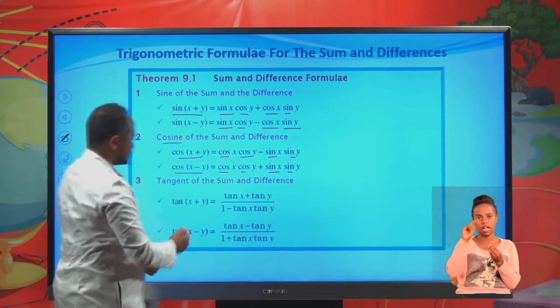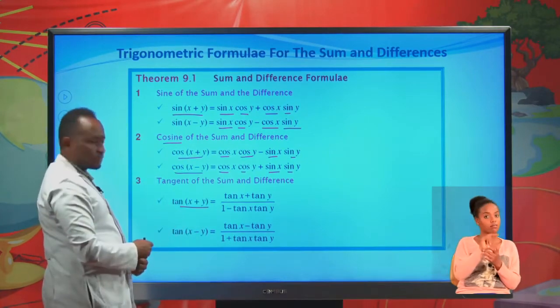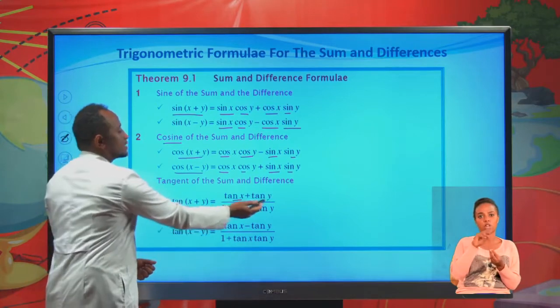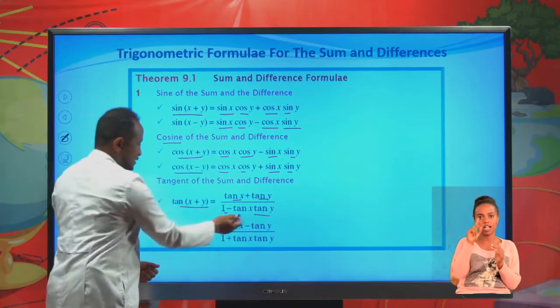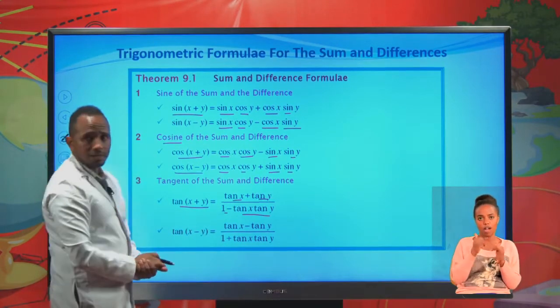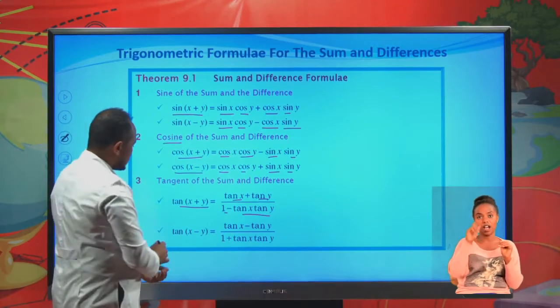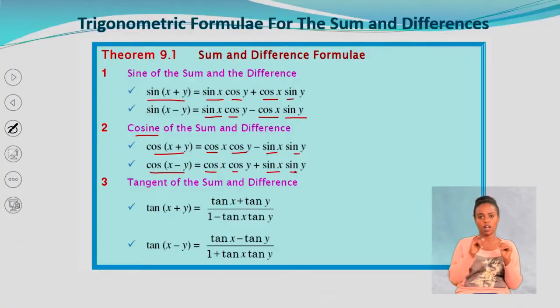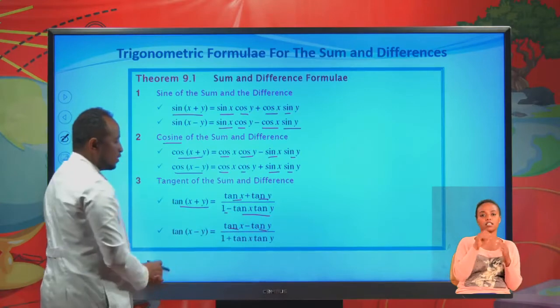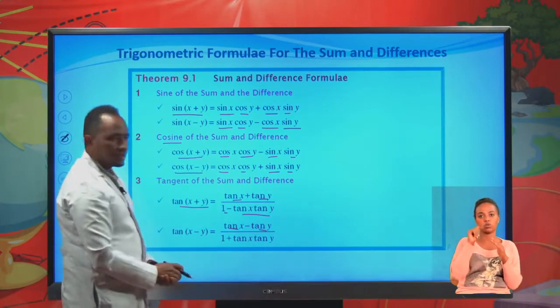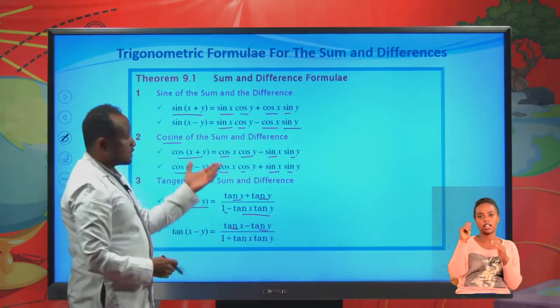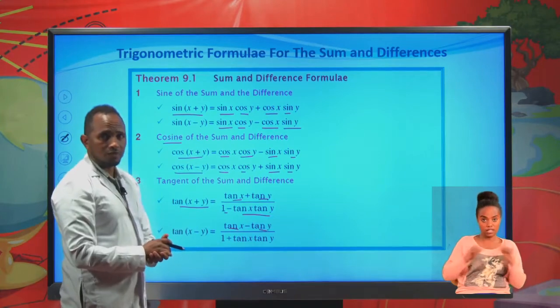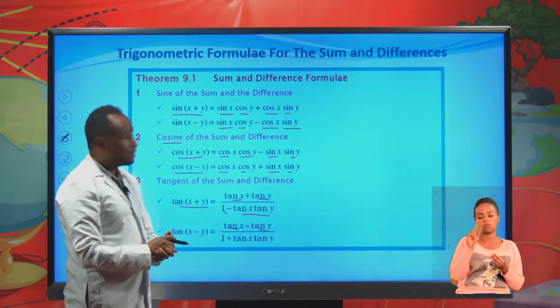For tangent, tan(x+y) is given by tan x plus tan y divided by 1 minus tan x tan y. And tan(x-y) is given by tan x minus tan y divided by 1 plus tan x tan y. These are some of the sum and difference formulas for trigonometric functions.